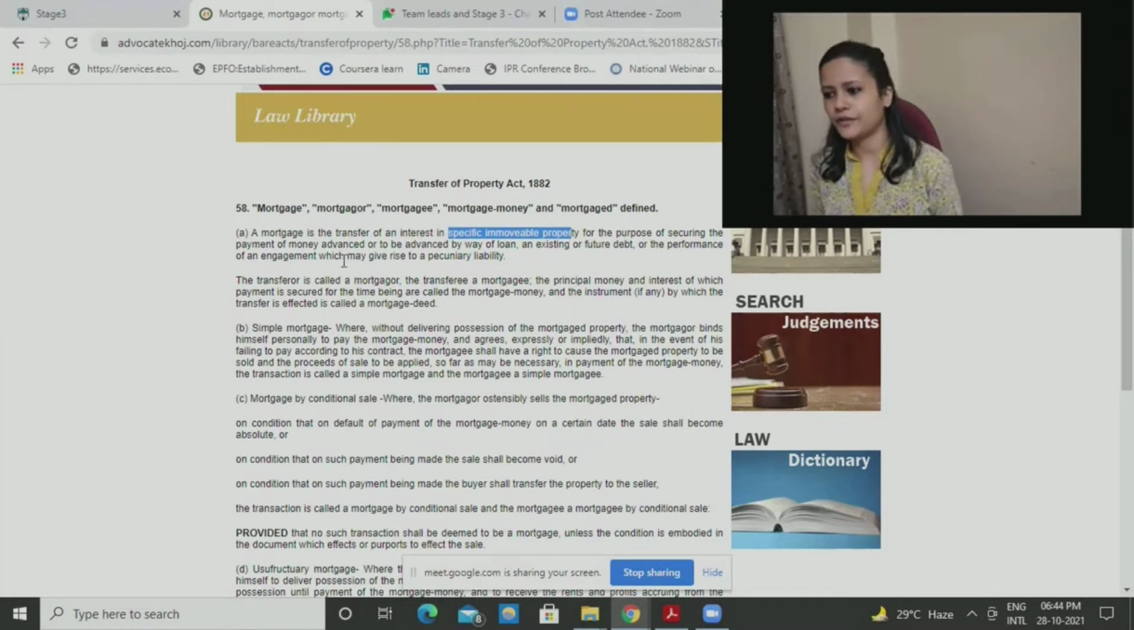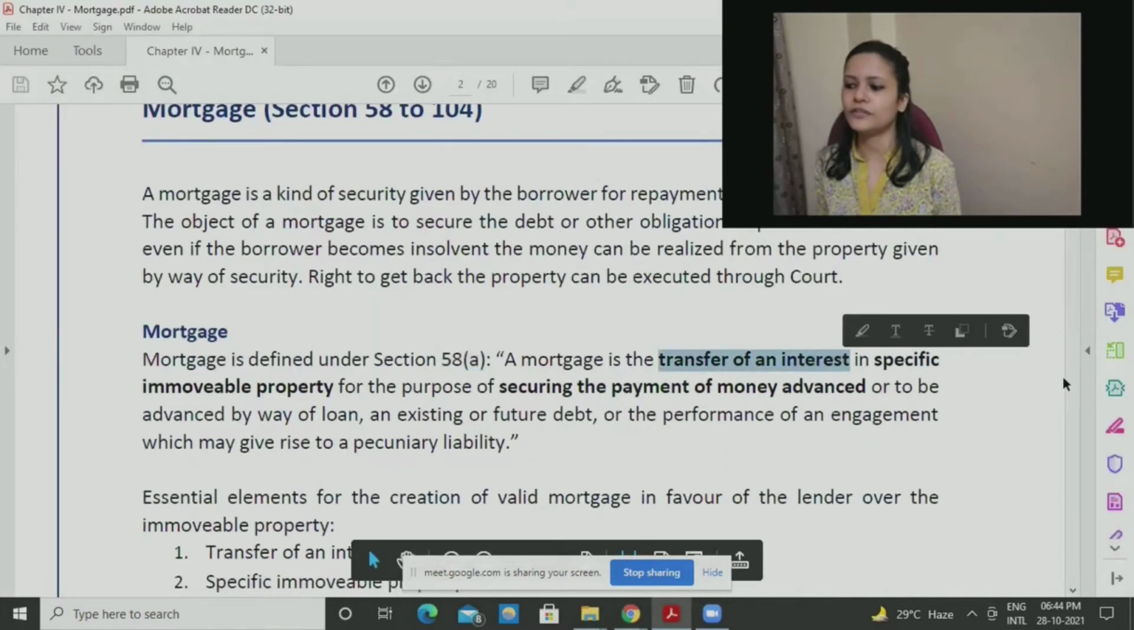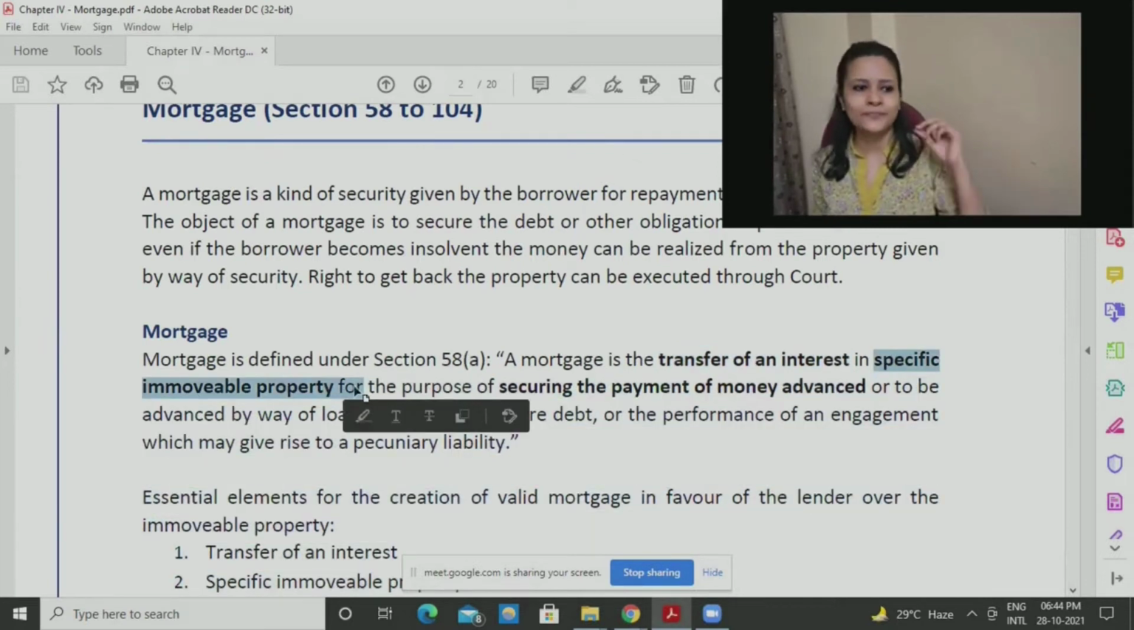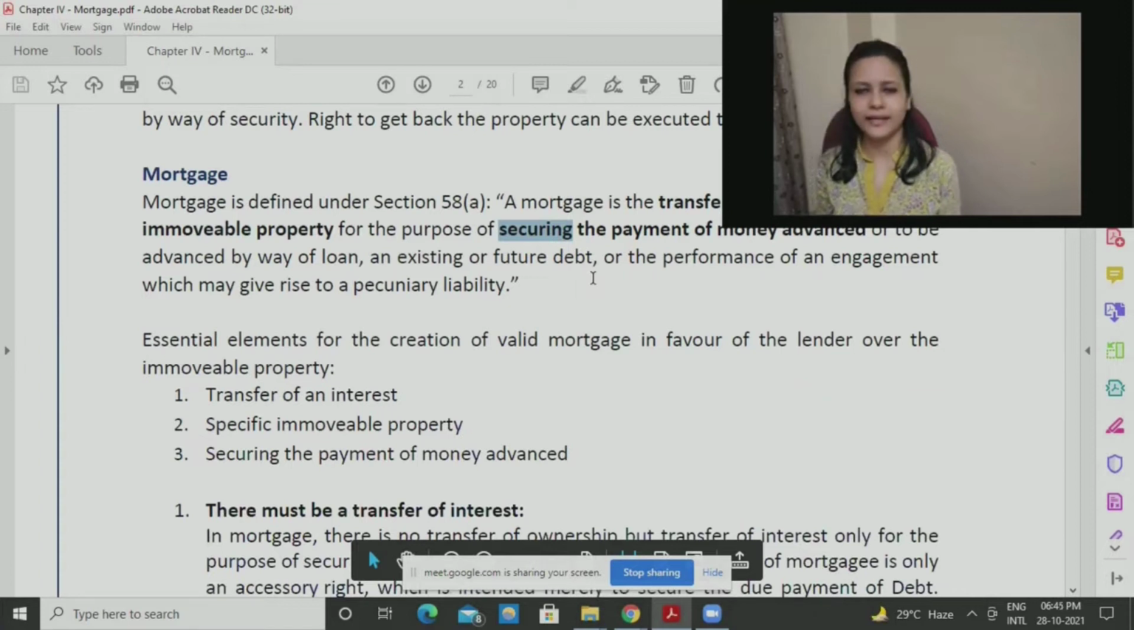For the purpose of securing payment of money advanced or to be advanced by way of loan, an existing or a future debt, or performance of an engagement which may give rise to pecuniary liability. So it would include a lot of different things. Transfer of an interest. I am transferring my interest on the property to another person, and it has to be a specific immovable property that can be easily identified from the mortgage deed which will be prepared. It is to get an amount from a person with a security. The other person will also be assured that he will return the money. In case he is not able to, I at least have something, so I need not worry about it.